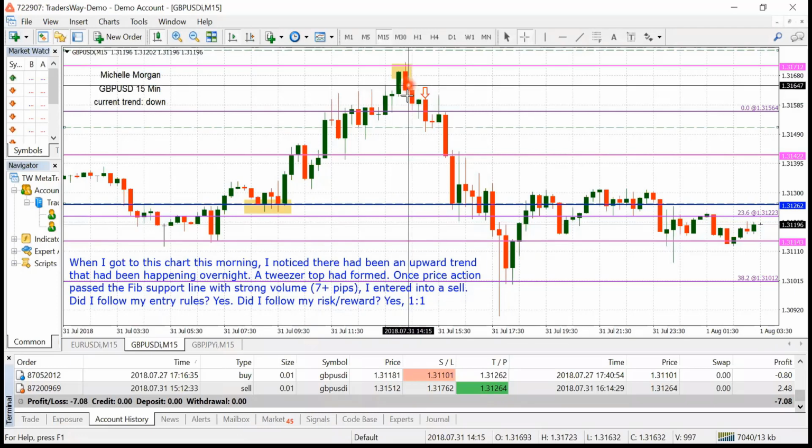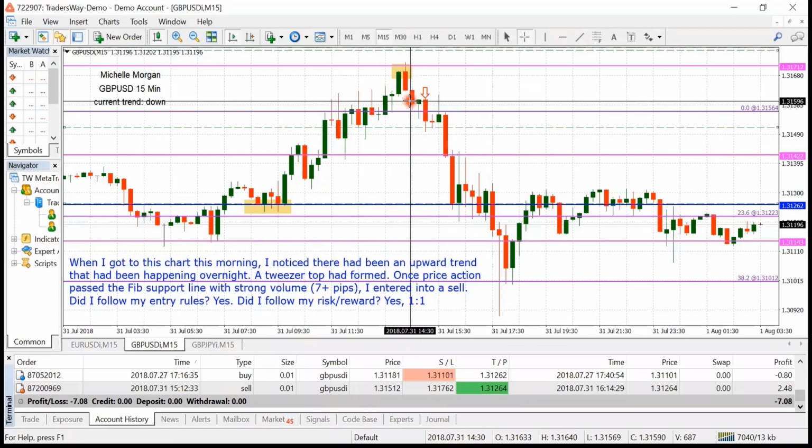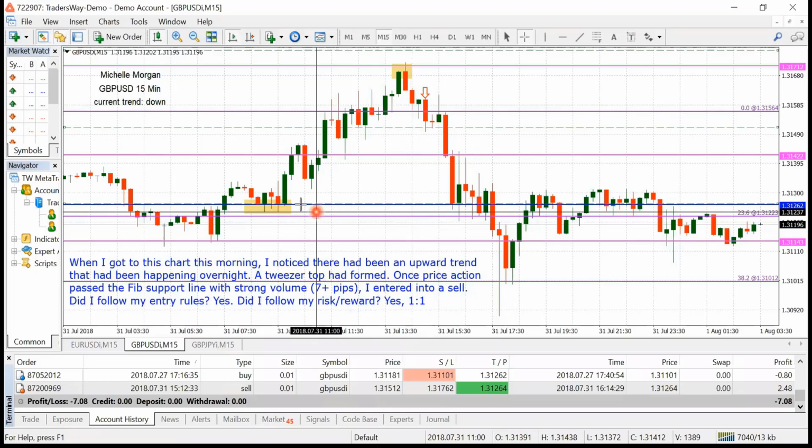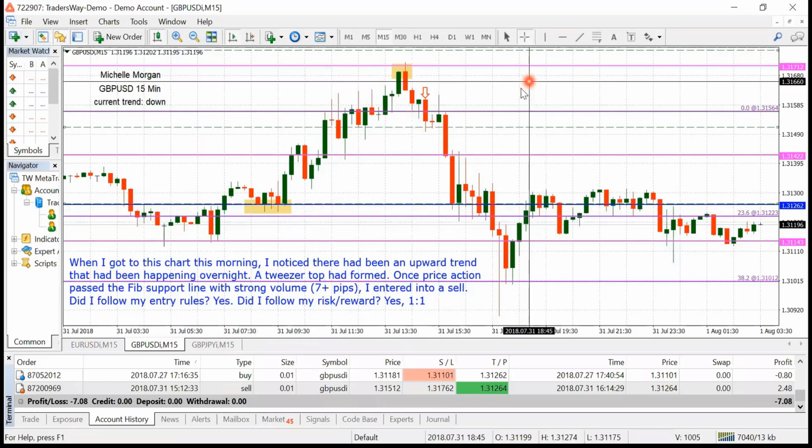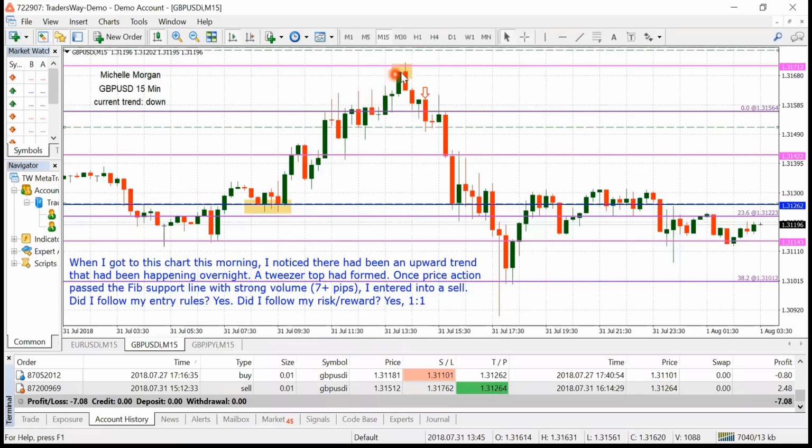Pacific Standard Time, and I noticed that an uptrend had been forming overnight, and I saw that a tweezer top had formed here as well just recently. So I knew that with this tweezer top forming from an upward momentum that had been happening, I was looking to get into a sell.